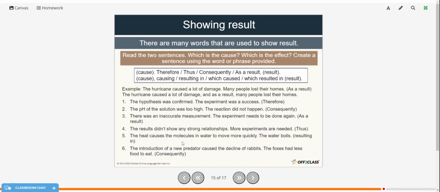The heat causes the molecules in water to move more quickly. The water boils. So the heat causes the molecules in water to move more quickly, resulting in the water boiling. The introduction of a new predator caused the decline of rabbits. The foxes had less food to eat. So the introduction of a new predator caused the decline of rabbits. Consequently, the foxes had less food to eat.